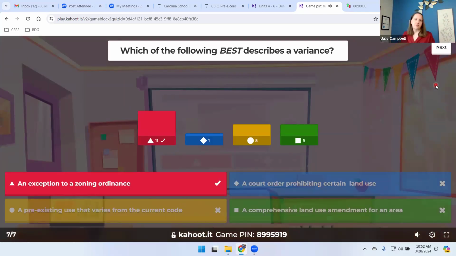Variance is an exception to the zoning ordinance. Show me how many homeowners can apply for a variance. Just one and only one. That one homeowner has to prove a hardship. And if they're granted a variance, they're given permission to break the rules.